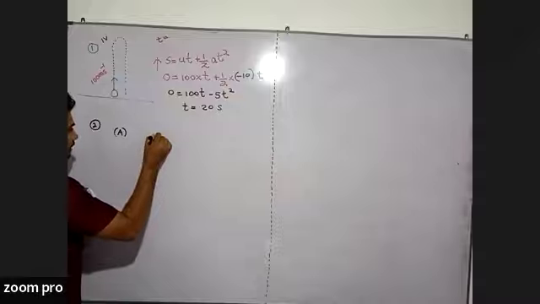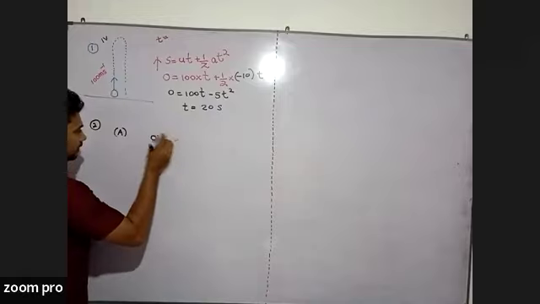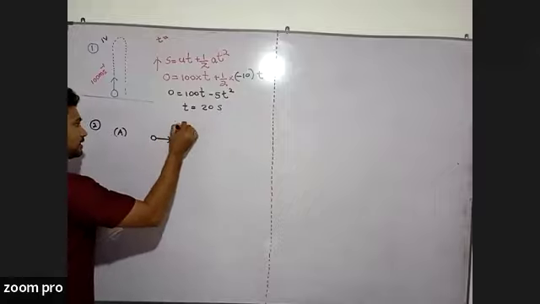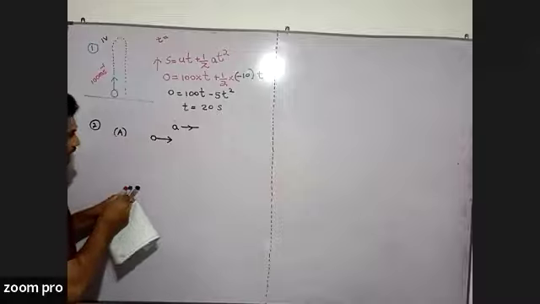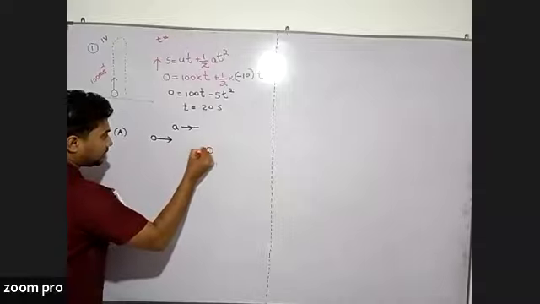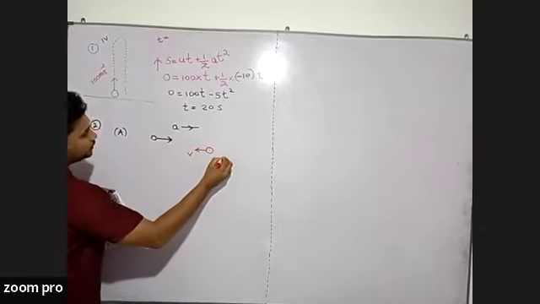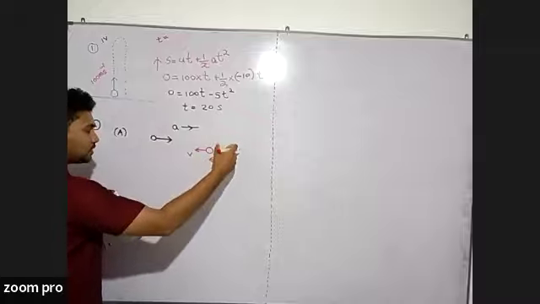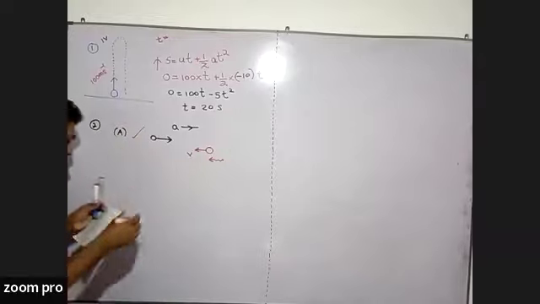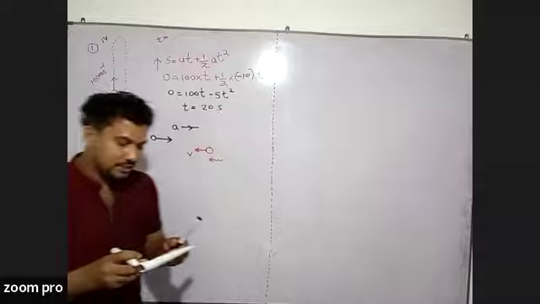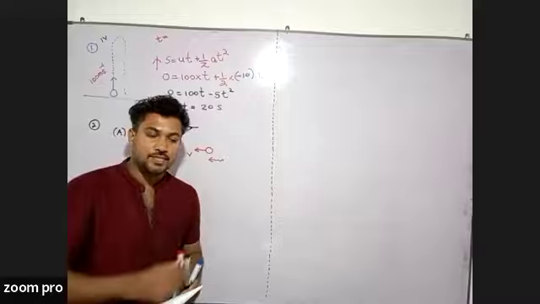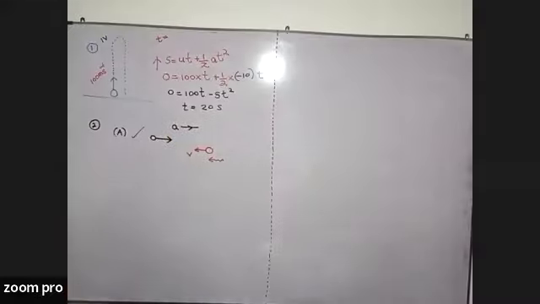Let's assume that an object is moving toward this direction, right? And it is accelerating toward this one. So if you want to change the direction of the velocity, that means you have to give a force towards the opposite direction. So the A statement should be correct. That is, the velocity of a particle cannot be reversed without changing the direction of its acceleration, right? So it's obviously correct.